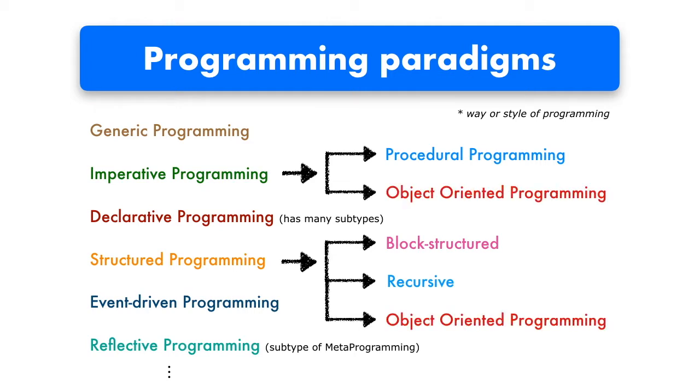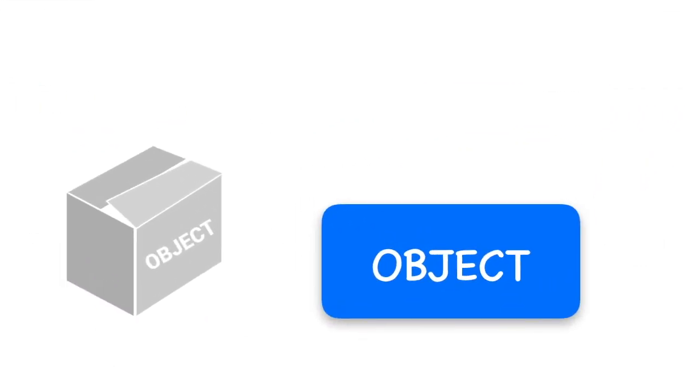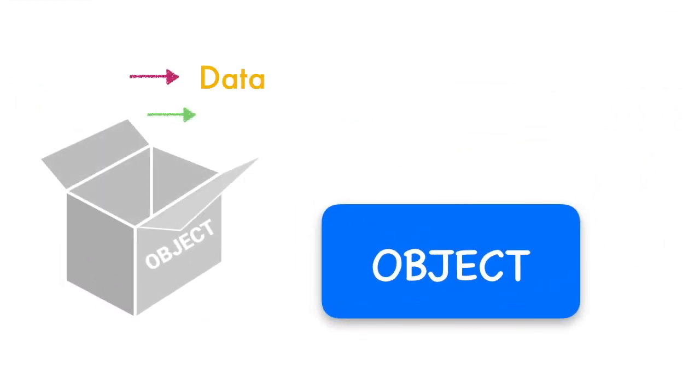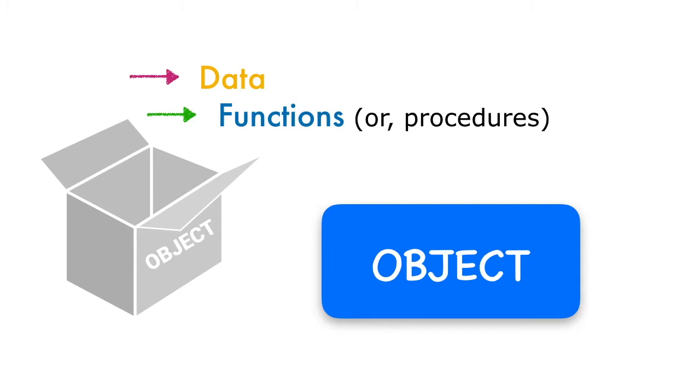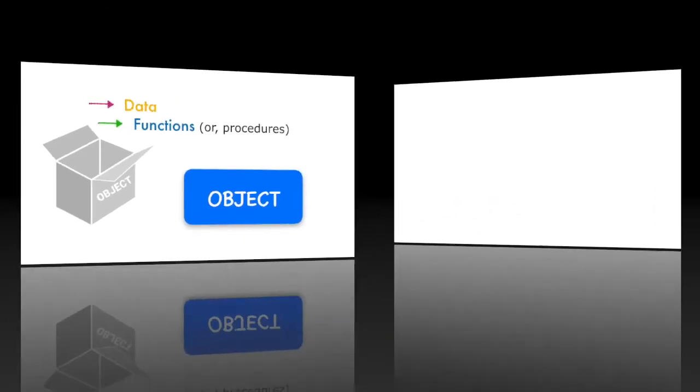It is based on the concept of objects. Objects are containers of data and procedures. Data is stored in the form of fields, also known as attributes or properties. Procedures, also known as methods, are used to operate on that data and modify it. Objects can also interact with one another.